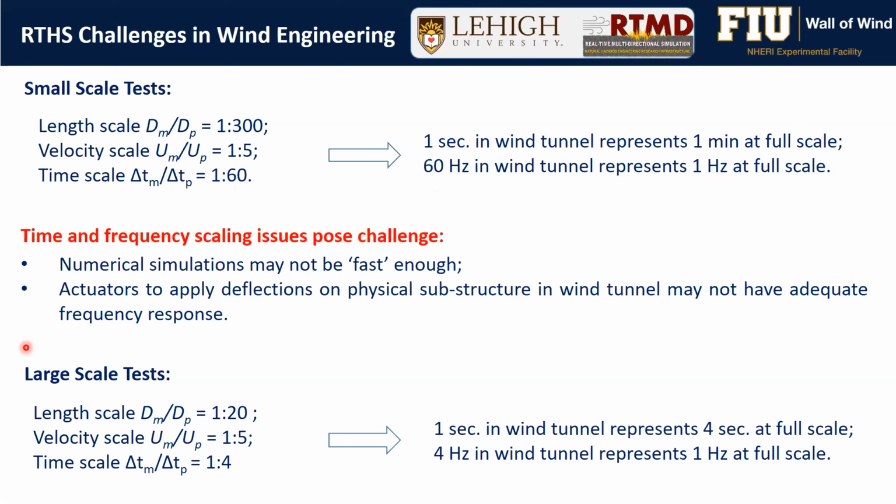So the advantage of having a larger scale, for example, if we go from 1 to 300 to 1 to 20 and keep the velocity scale at 1 to 5, means that the time scale is now much better, 1 to 4, which means that 1 second in the wind tunnel represents 4 seconds at full scale. 4 hertz in the wind tunnel represents 1 hertz at full scale. So there is an improvement from doing larger scale testing. And this is why the role of the Wall of Wind as a larger scale facility comes in.